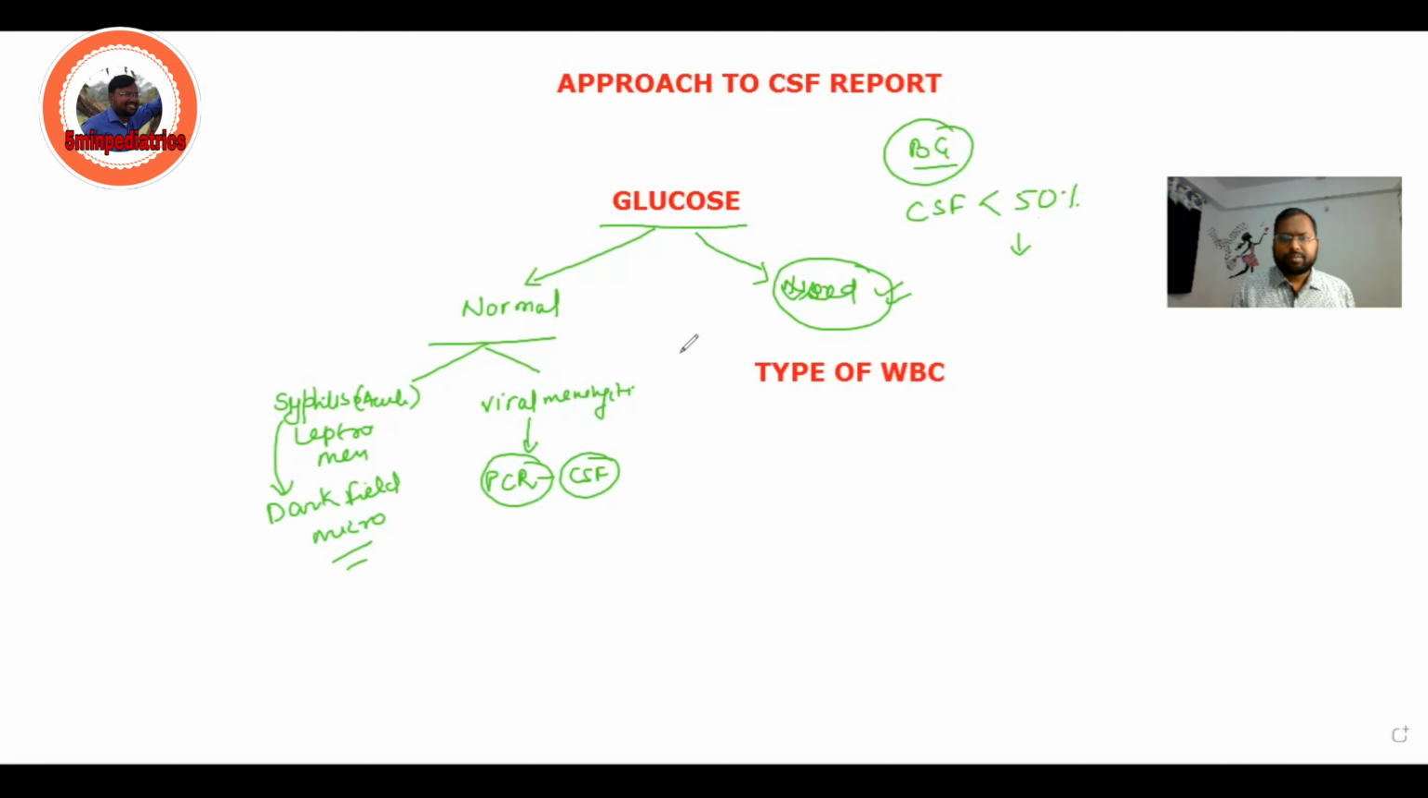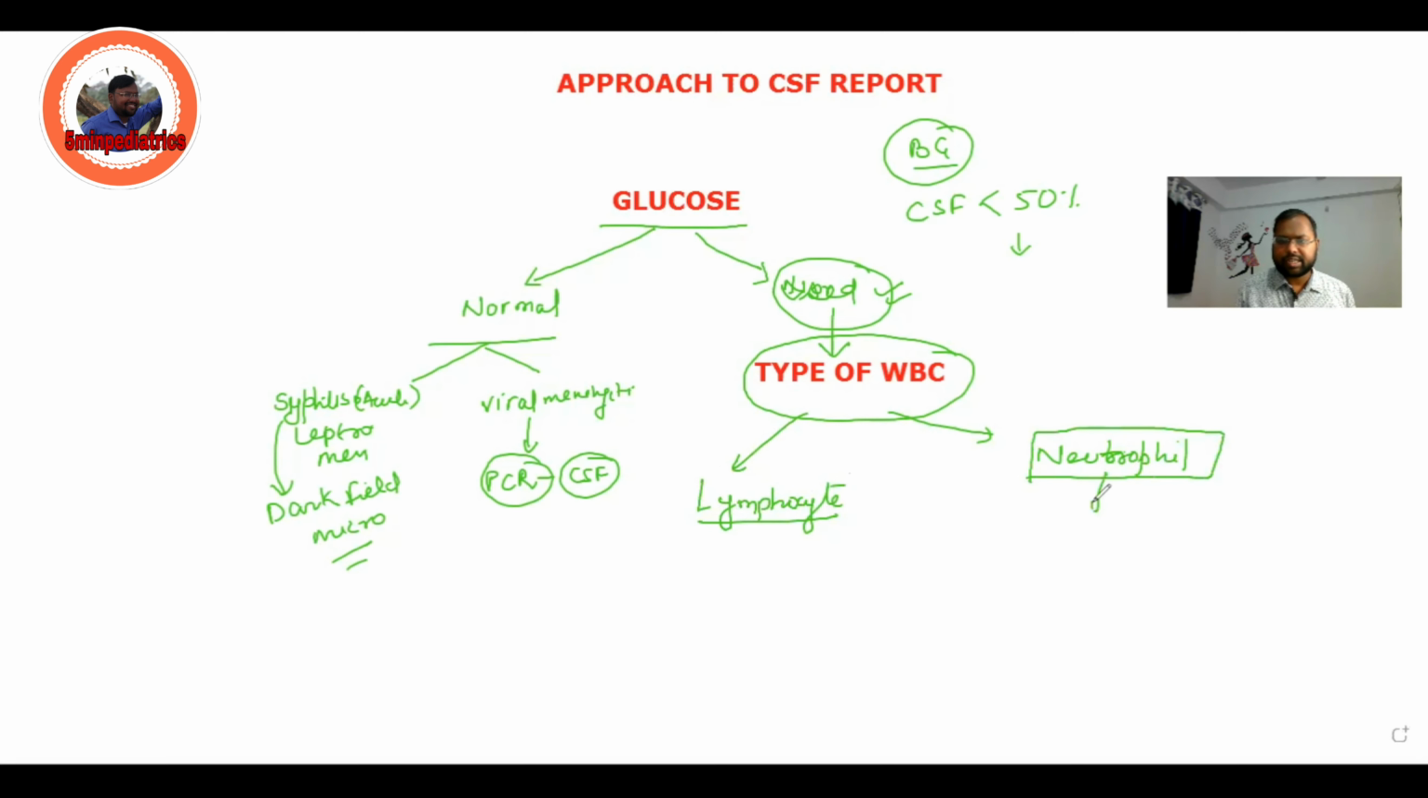If it is decreased, then the next step we look for is the type of WBC, whether it is neutrophil or lymphocyte predominance. If there is a neutrophil predominance, we consider it acute bacterial meningitis.